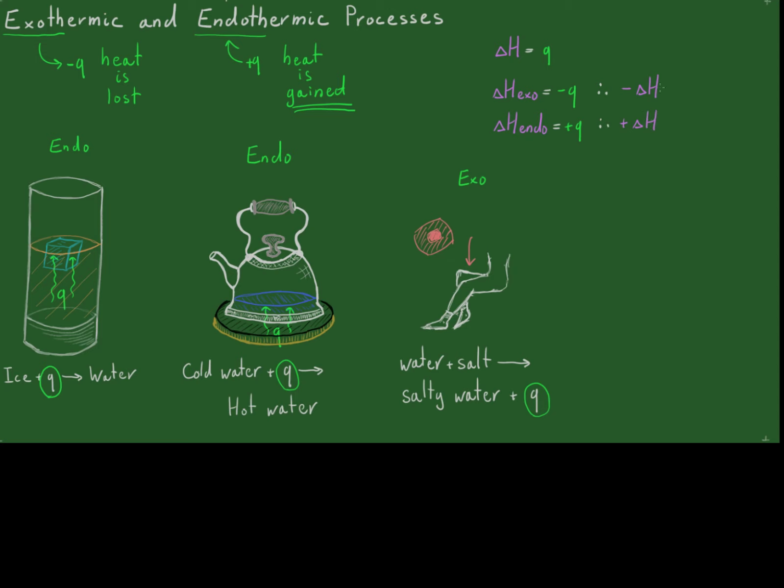So to summarize quickly, in an exothermic process, Q is lost, and as a result, delta H is negative. In an endothermic process, Q or heat is gained, and as a result, delta H or the change in enthalpy is positive.